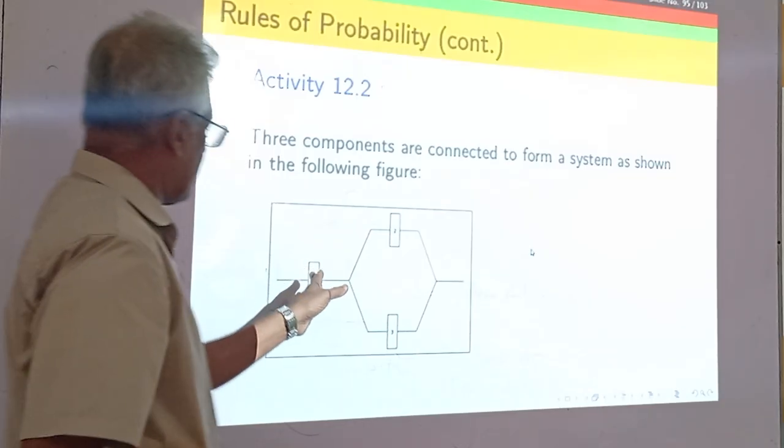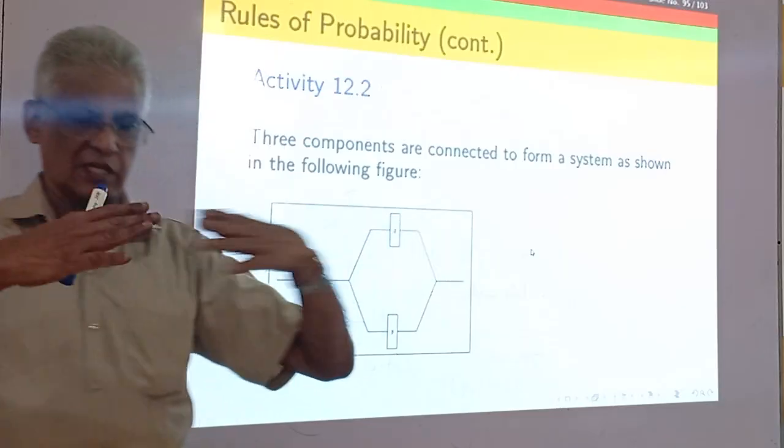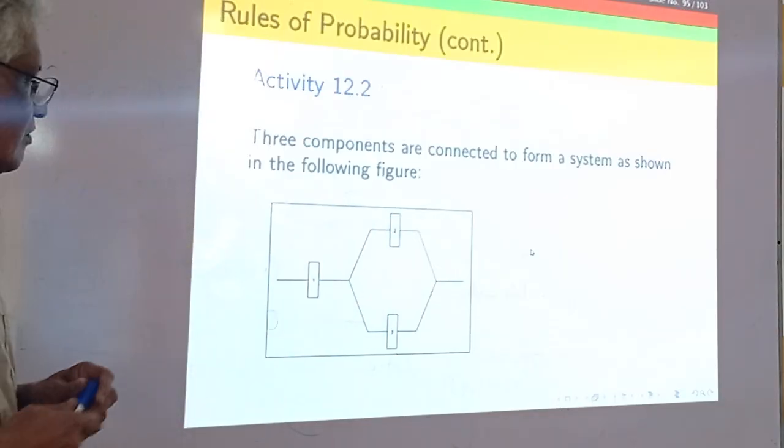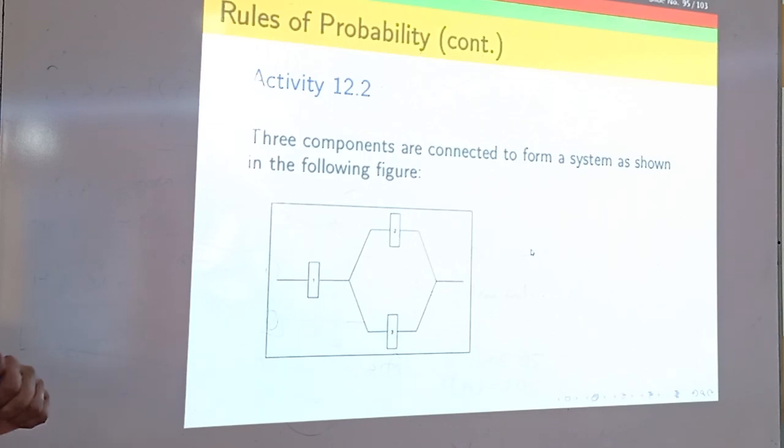So the probability that this component works is 0.9. This works individually. Right? The probability that it works is 0.9. This works, the probability that it works is 0.9. Separately below and connected like that. So what is the probability that the system works?